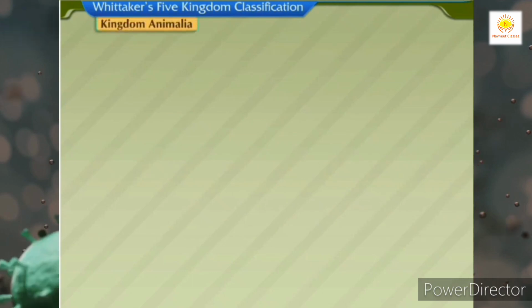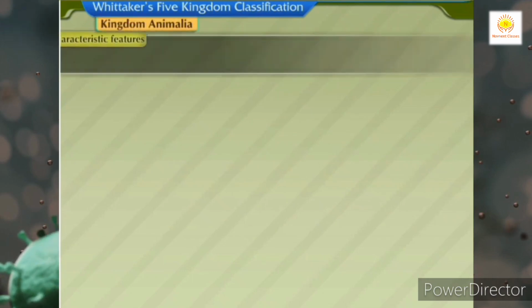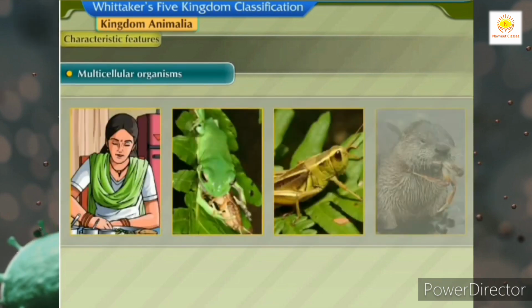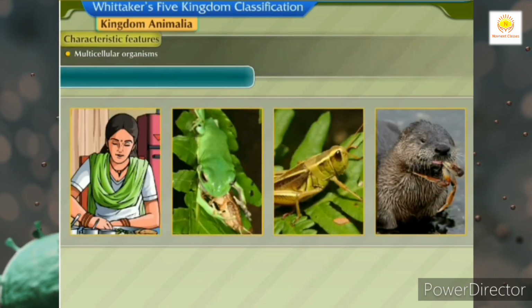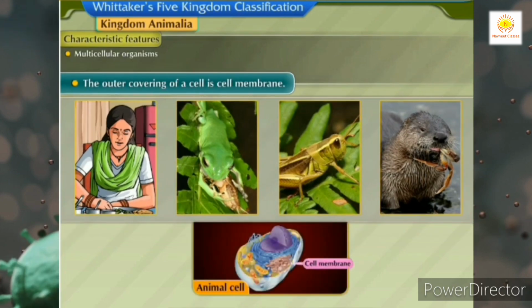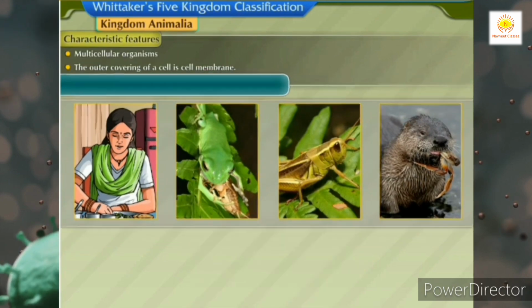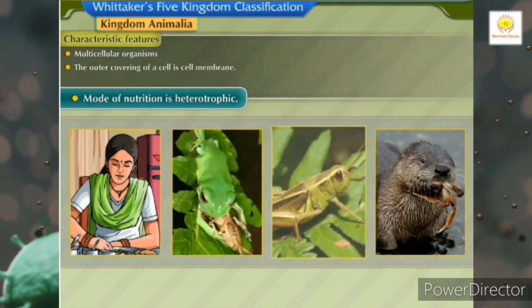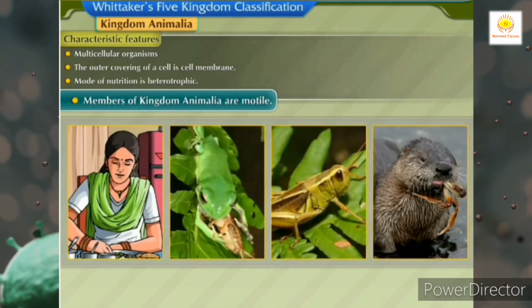Kingdom Animalia. The characteristic features of this kingdom are: they are multicellular organisms. The outer covering of cell is a cell membrane. Mode of nutrition is heterotrophic. They are motile.